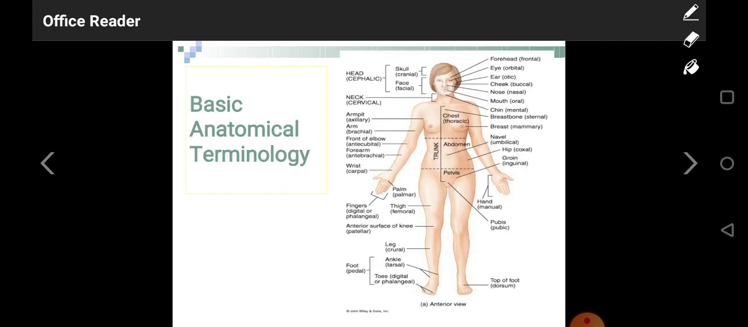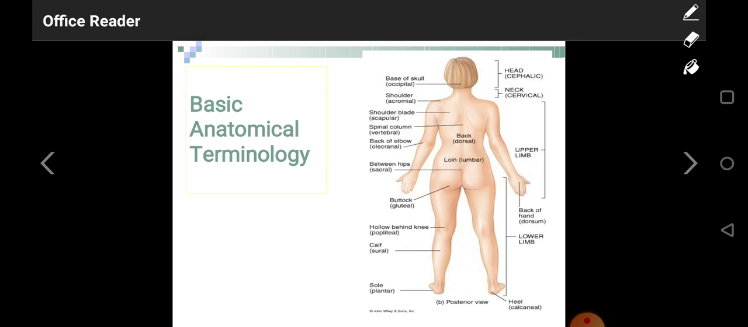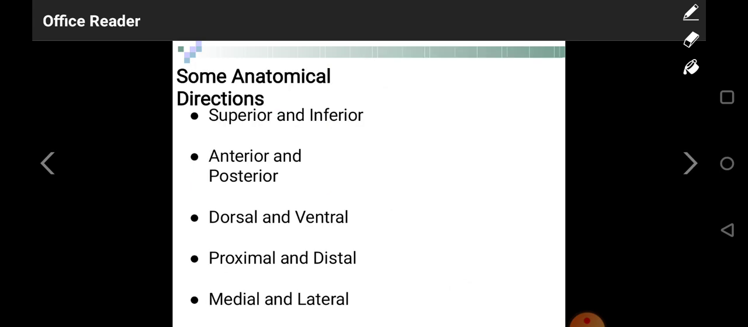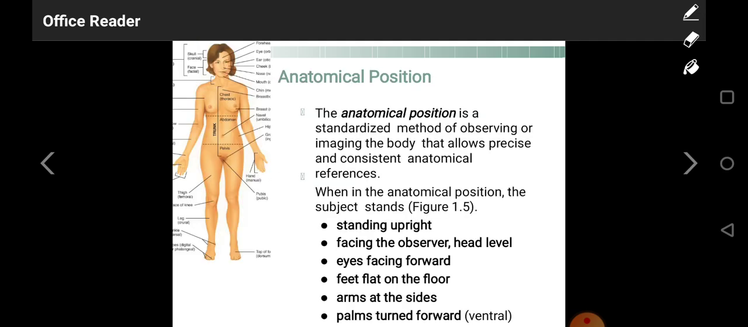Now the medical terminology used in anatomy. So these are the various terms which are used in anatomy. Some directional terms are superior and inferior, anterior and posterior, dorsal and ventral, proximal and distal, medial and lateral. This is the anatomical position.